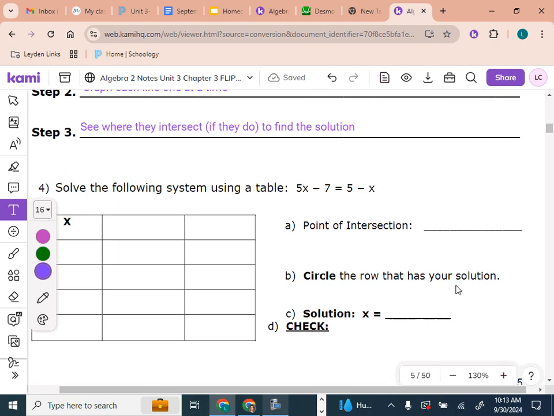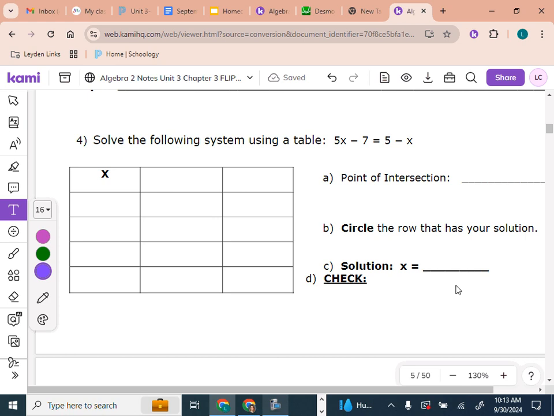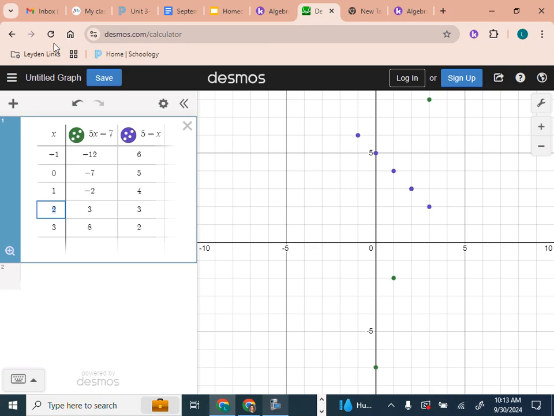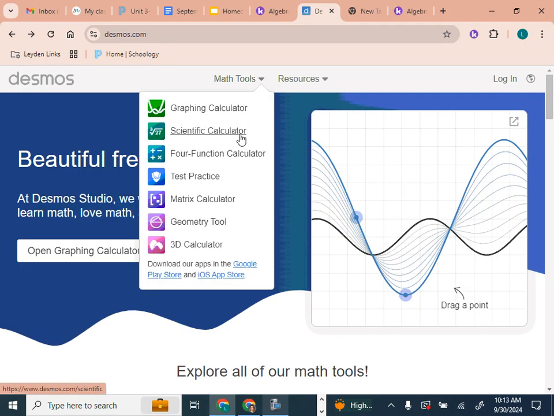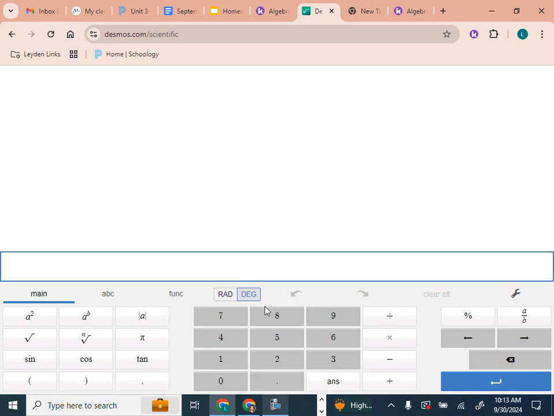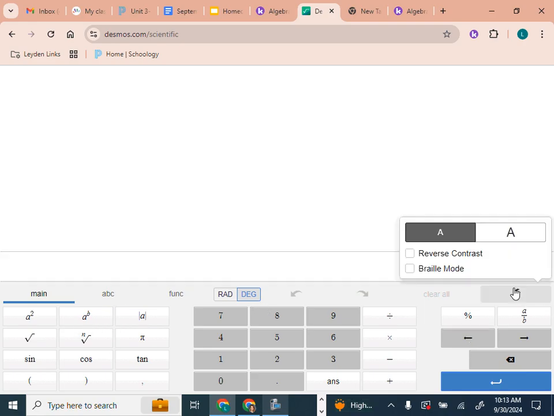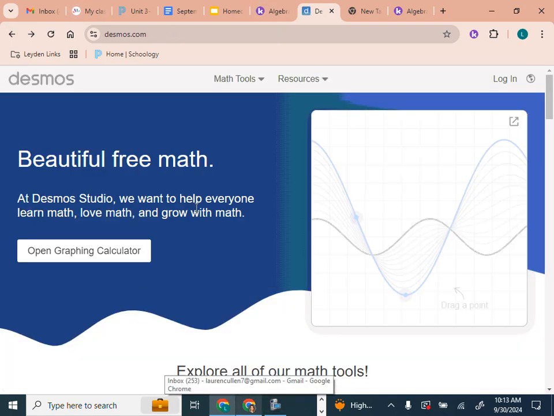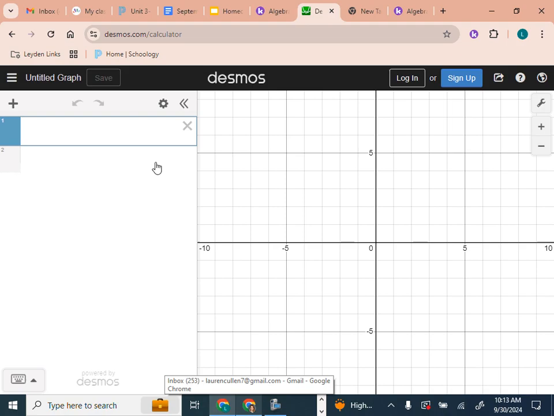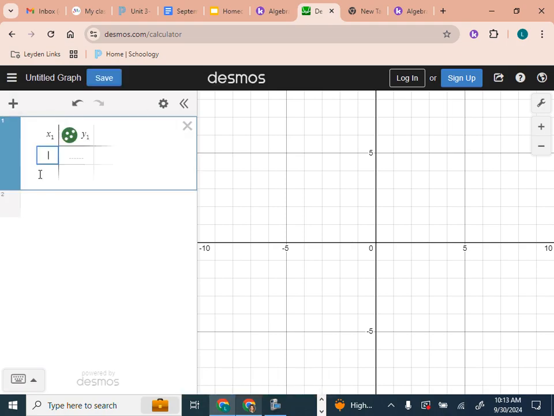Okay. So I'm also going to show you how to do this with a table, because you are not always going to be able to use a graphing calculator. But you can also just kind of do it differently here. I'm going to show you how to do it on the graphing calculator with a table. So you're going to click on add and you're going to click on table.